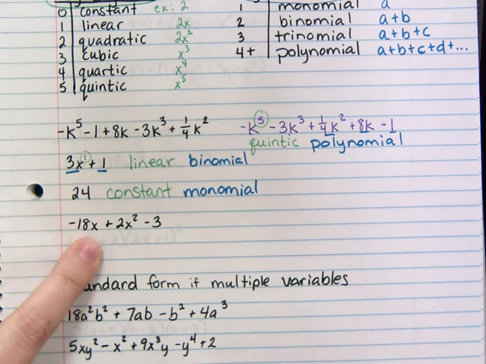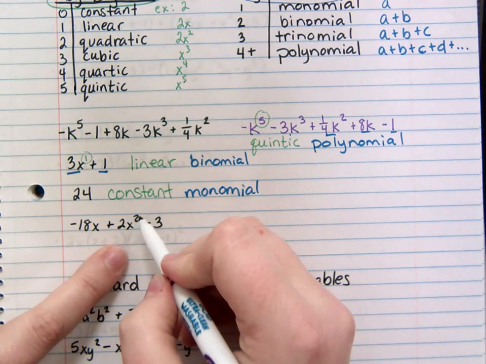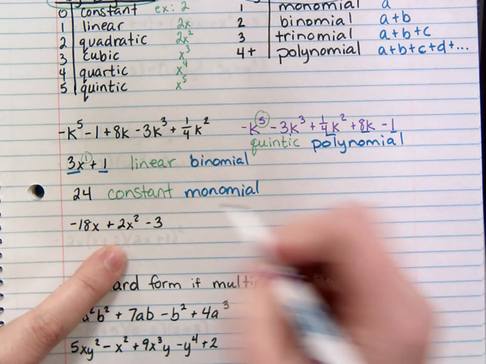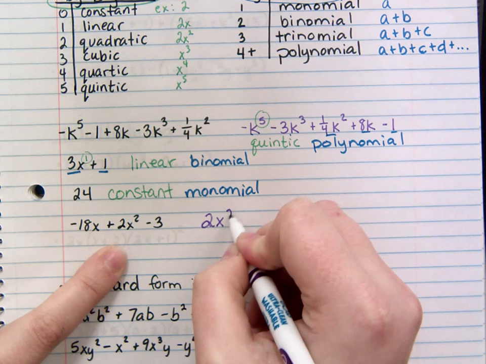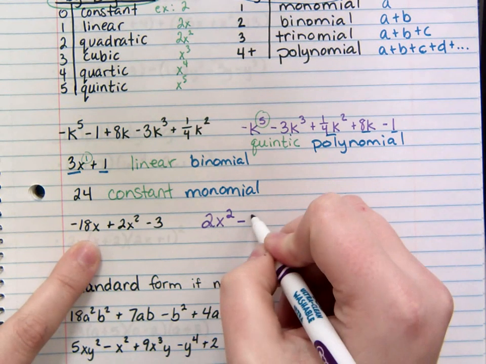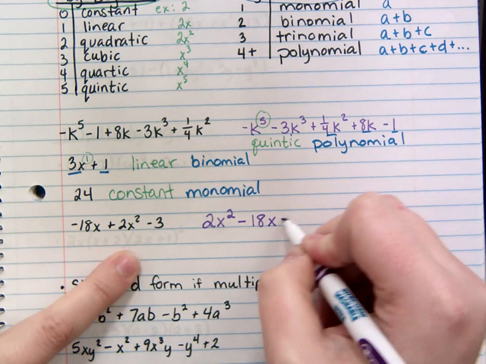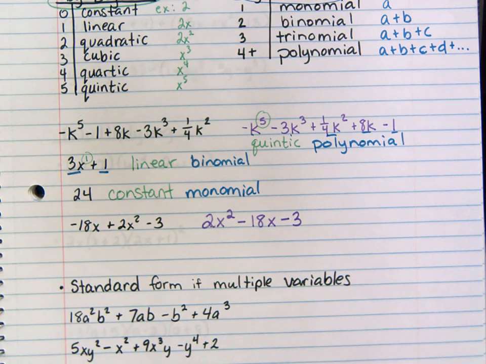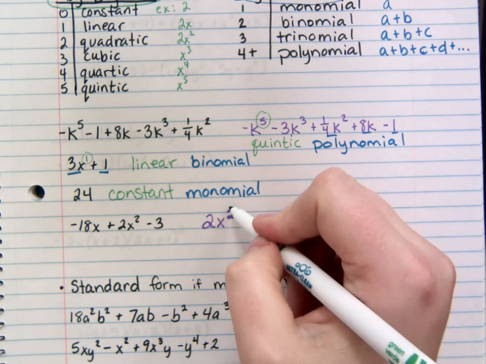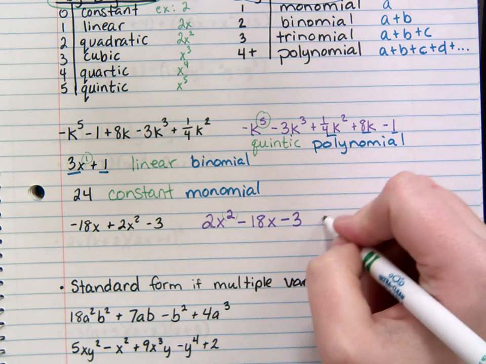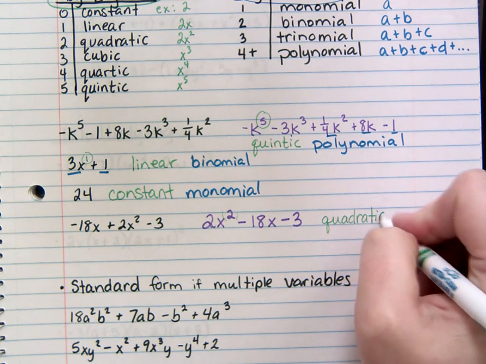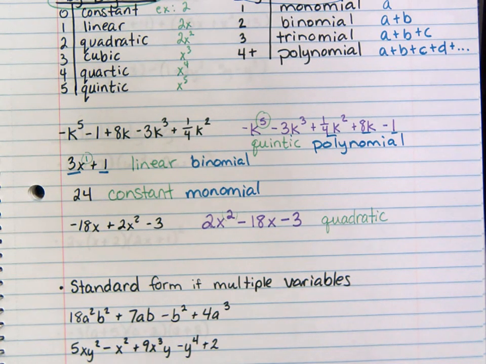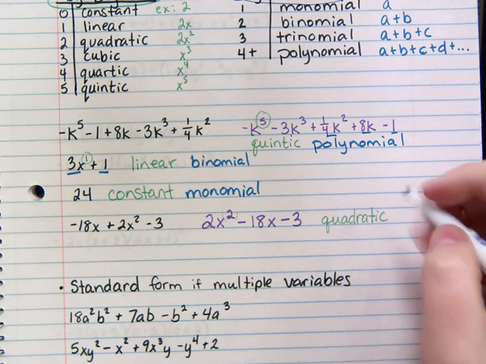Now this example here is not in standard form because our biggest exponent is a 2, but it's not our first one. So to put it in standard form, we start with that one, then we go here and here. Now classifying by degree, because our biggest exponent is a 2, it is quadratic. And because there are 3 terms, it is a trinomial.